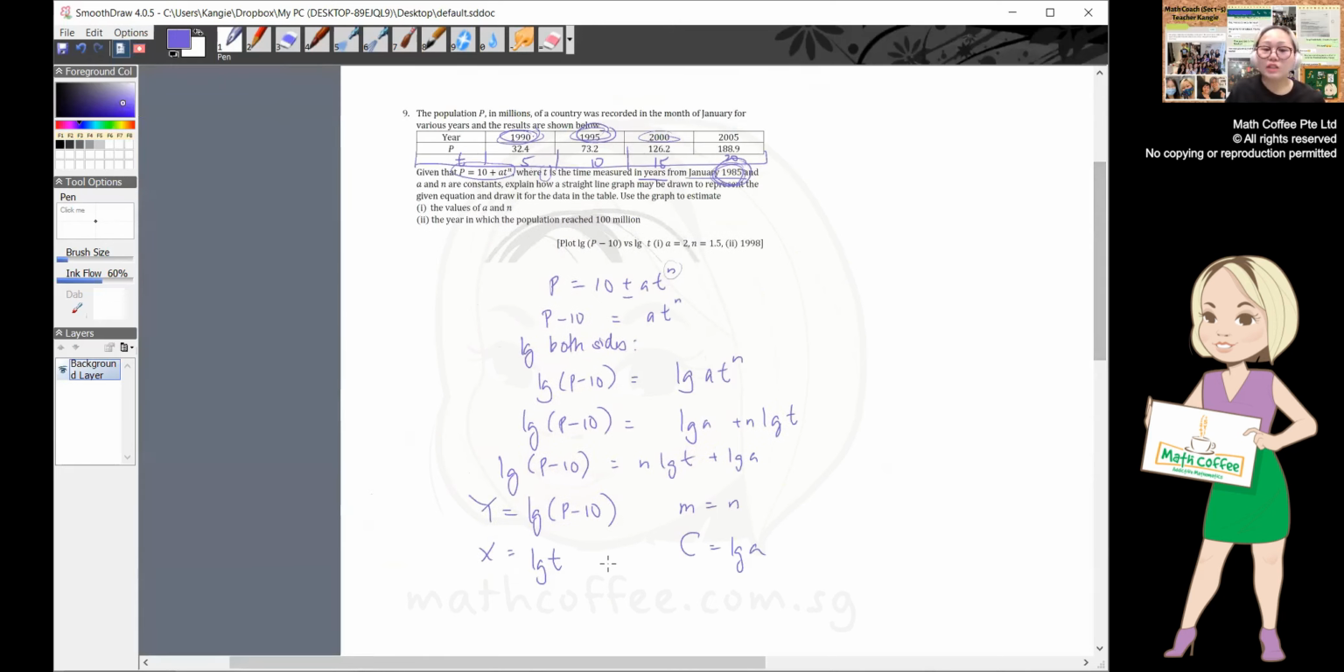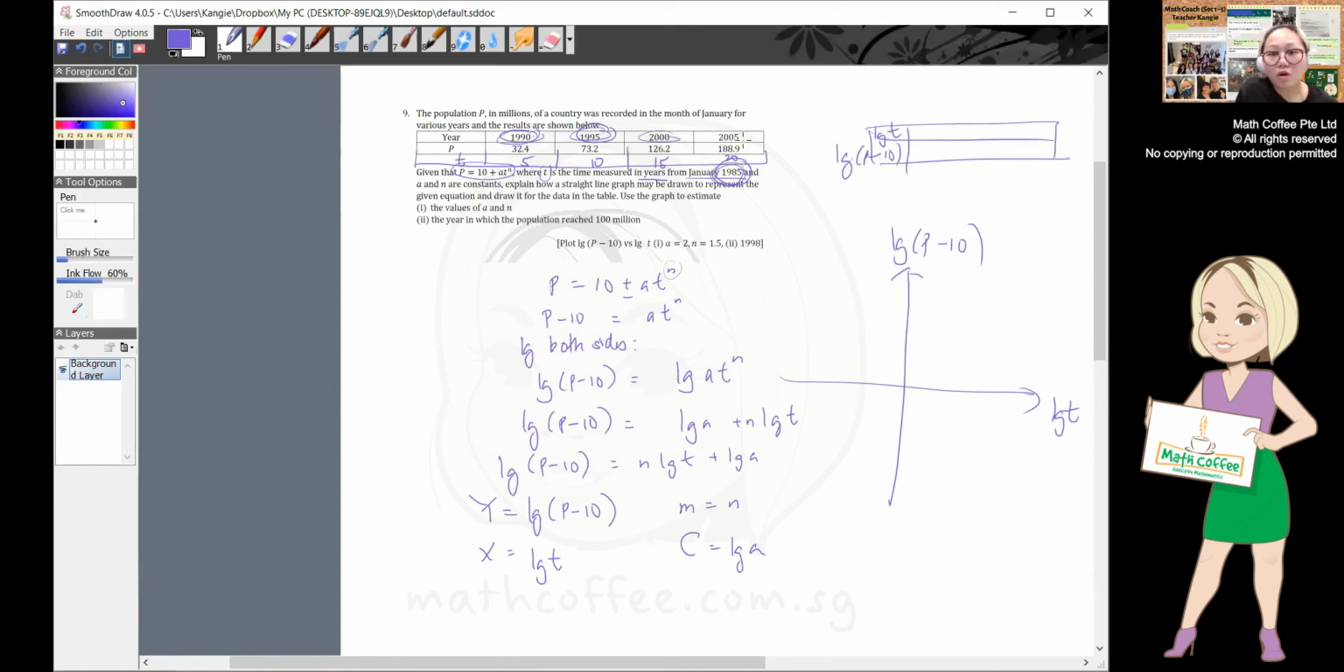After you know this, you know that behind, I'm supposed to draw the graph of log (P minus 10) against log T. So when you draw on the graph paper, make sure the first one is log T, and the second one is log (P minus 10), based on the P and T that you have over here. Then you have the points, then you plot. I don't know what the line looks like. So this is how you're supposed to do it.